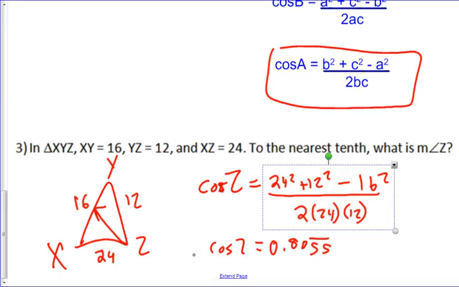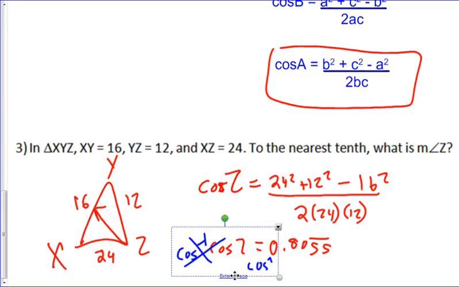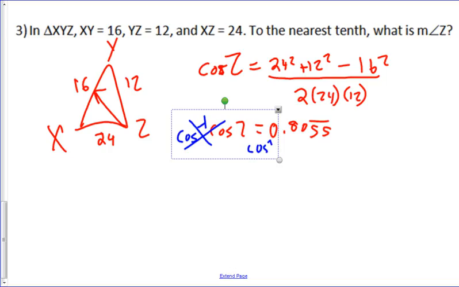Now, you might remember to solve for z, then we do the inverse cosine. That's the inverse operation to get rid of the cosine. And we have to do the inverse cosine of this side as well. So really, z is equal to the inverse cosine of 0.805 repeating. I'm going to take the inverse cosine, put that answer in there, and I end up getting z is equal to 36.3, and that would be degrees. That would be the angle z.